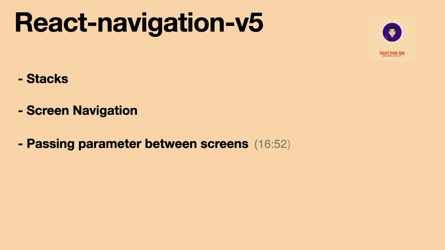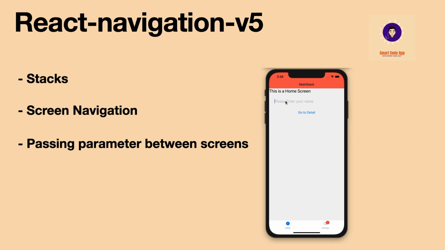Once we are comfortable with navigation, we will go for passing parameters between screens. As we can see in this video, we will allow the user to type something, and that typed value we will pass to the next screen. Let me type smart code apps, go to detail, welcome smart code apps. Okay, let me redo it. Let me type hello world, go to detail, welcome hello world. Yes, here we passed the hello world parameter from one screen to another screen.